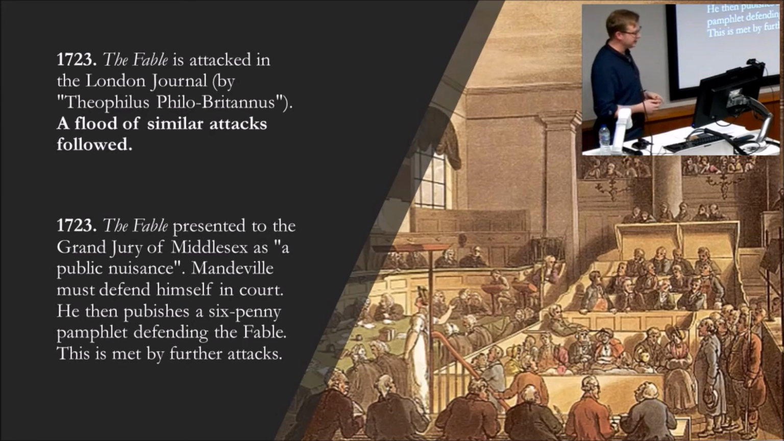Once the fable is attacked by the London Journal, there is a flood of similar attacks. Later that year, there's such controversy around this text that it's presented to a grand jury in Middlesex as being a public nuisance. Mandeville is required to defend himself in court over this poem he's written, which is a satire on human folly and vice. He then publishes a 6-penny pamphlet defending the fable, but that is met by further attacks.